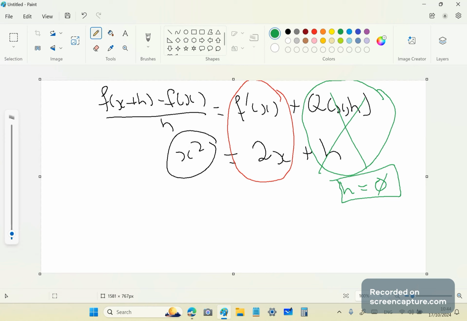Okay. And is it legal? Well, think about it for a moment. Wait for it. Yes, it's legal. It's legal to do that. Why is it legal? Because all the terms that have an h in them are in fact the slope difference, which we don't care about.